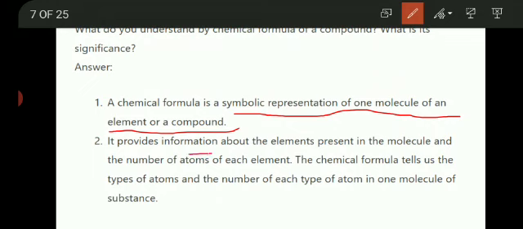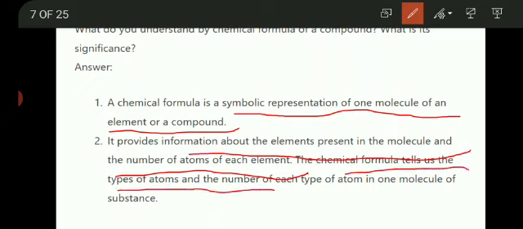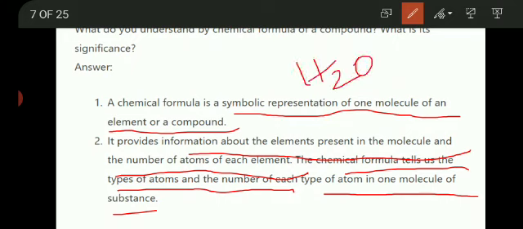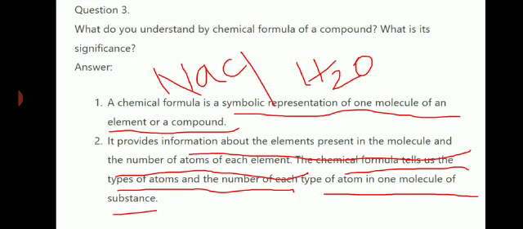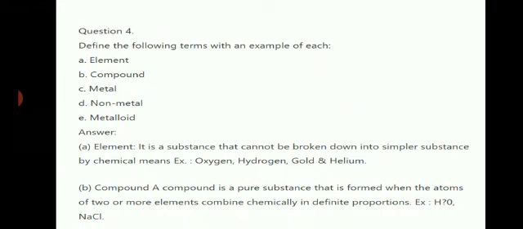Next, it provides information about the elements present in the molecule and the number of atoms of each element. A chemical formula tells us the types of atoms and the number of each type of atom in one molecule of a substance. How many atoms are present in one molecule? It is called the chemical formula. Water means H2O, and table salt means NaCl. This is the chemical formula. Right.